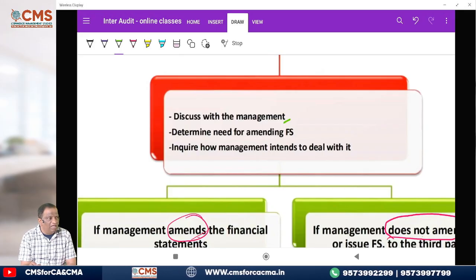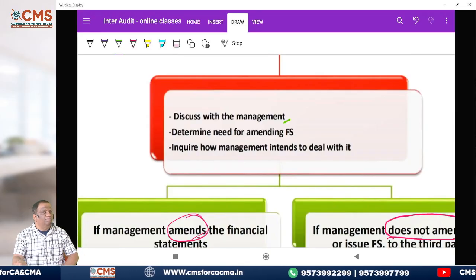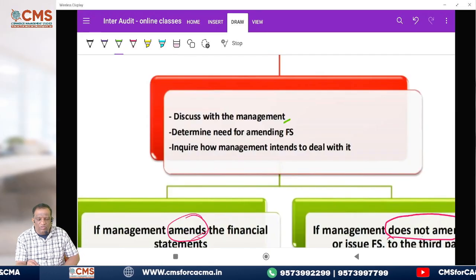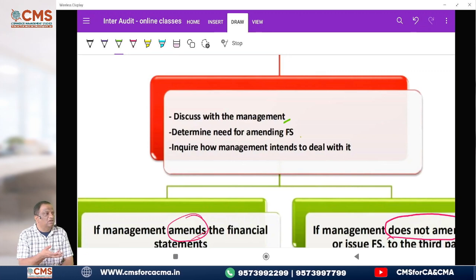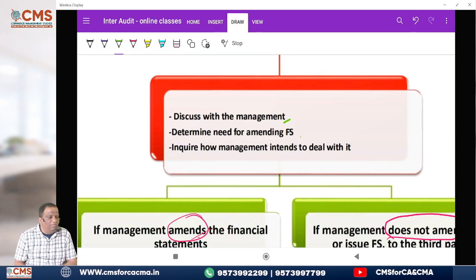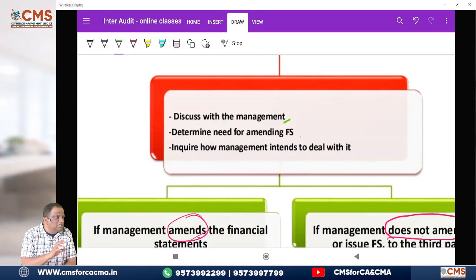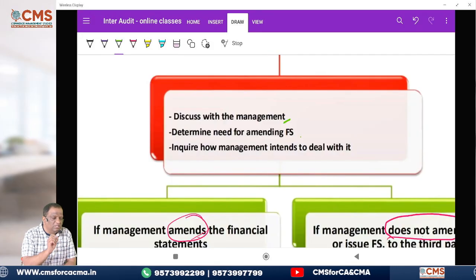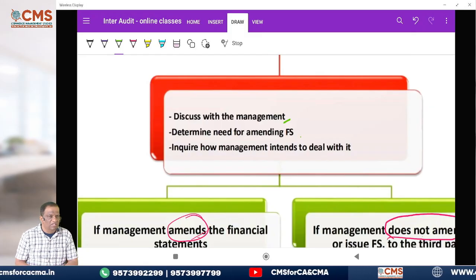Then, determine the need for amending. Suppose it's a bigger fraud and it's been happening for quite some time, then I know that I have to amend the financials. But if it's a small fraud, he's just a clerk, and all he has been doing is not even worth 50,000, he's just increasing the conveyance charges, if it is 70, he's adding 170 and taking, so the amount is not much. Then I will ignore it.